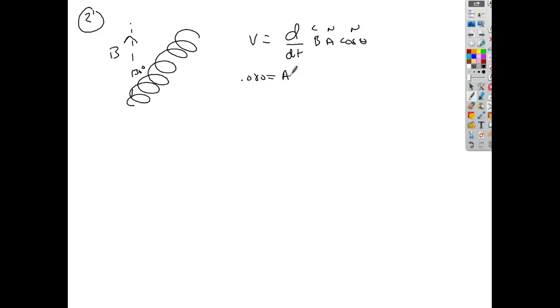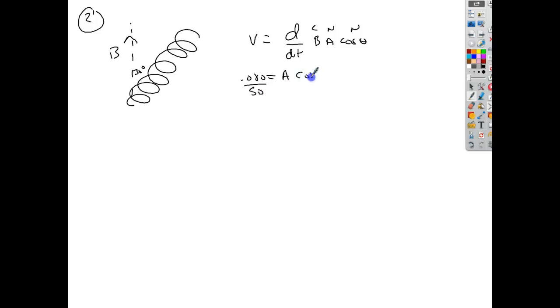Do you want to divide out the 50 now or no? Well, let's divide out the 50 because each one's going to have just part of that voltage, right? We don't know what the area is, so I'm going to leave the area in there.